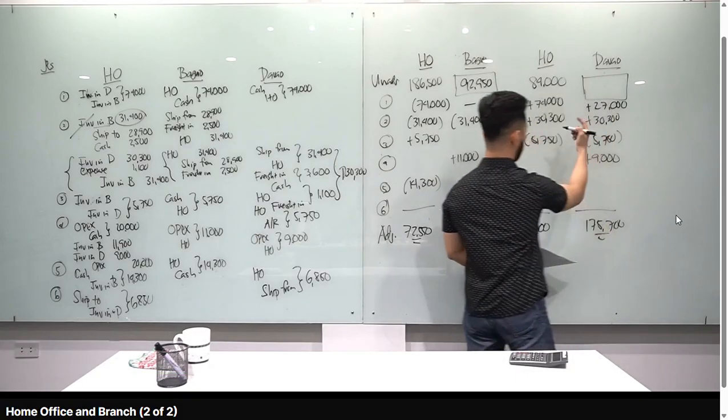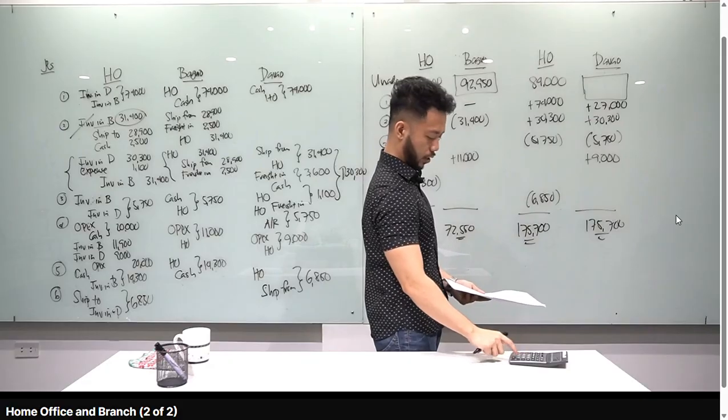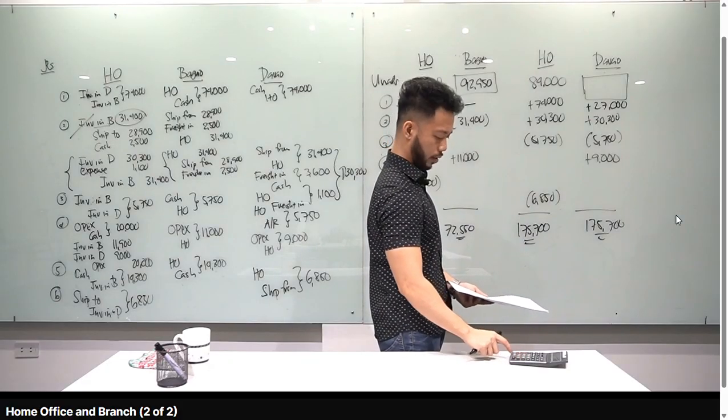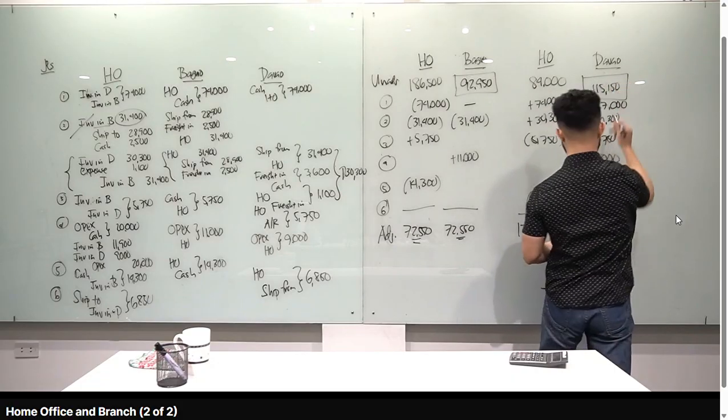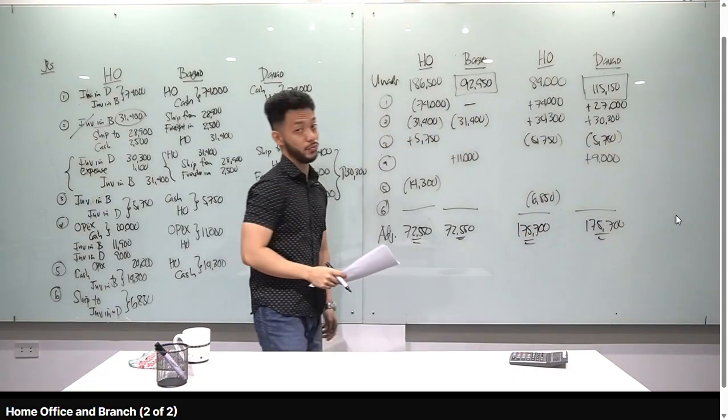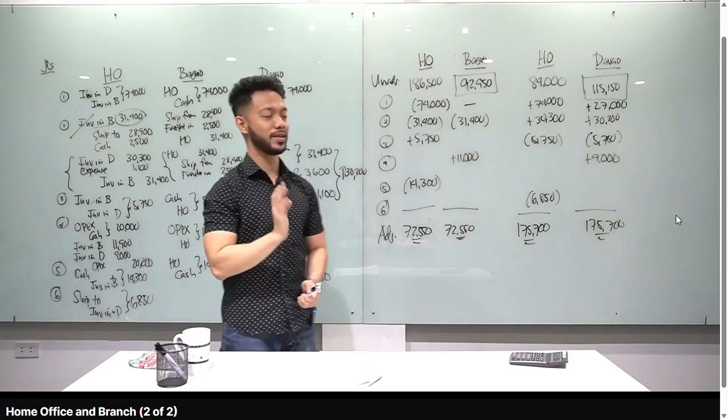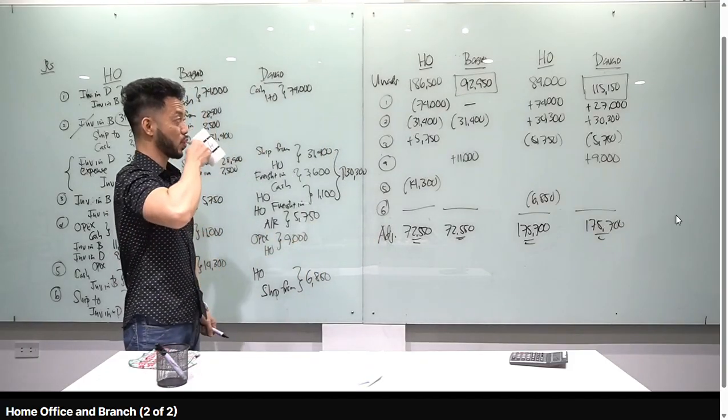And then, work back tayo pataas. Minus 9,000 plus 5,750 minus 30,300 minus 27,000, you should get 115,150. Answer natin, class, sa question number 2 is letter C, 115,150. Okay? So, pag nasundan mo yan, kaya-kaya mo yung home office and branch.